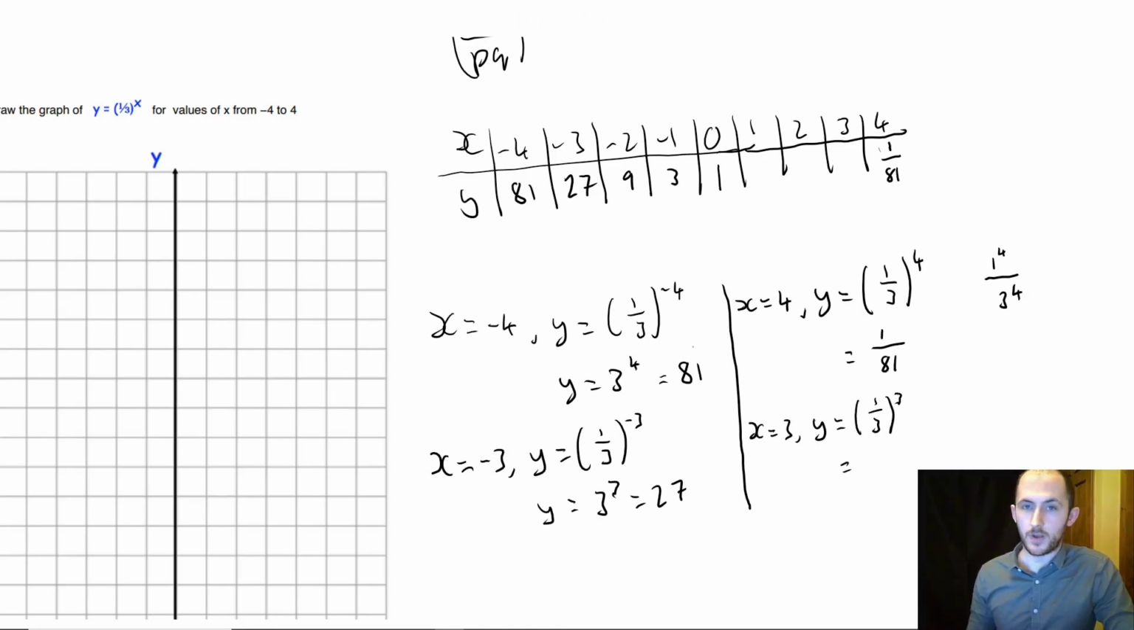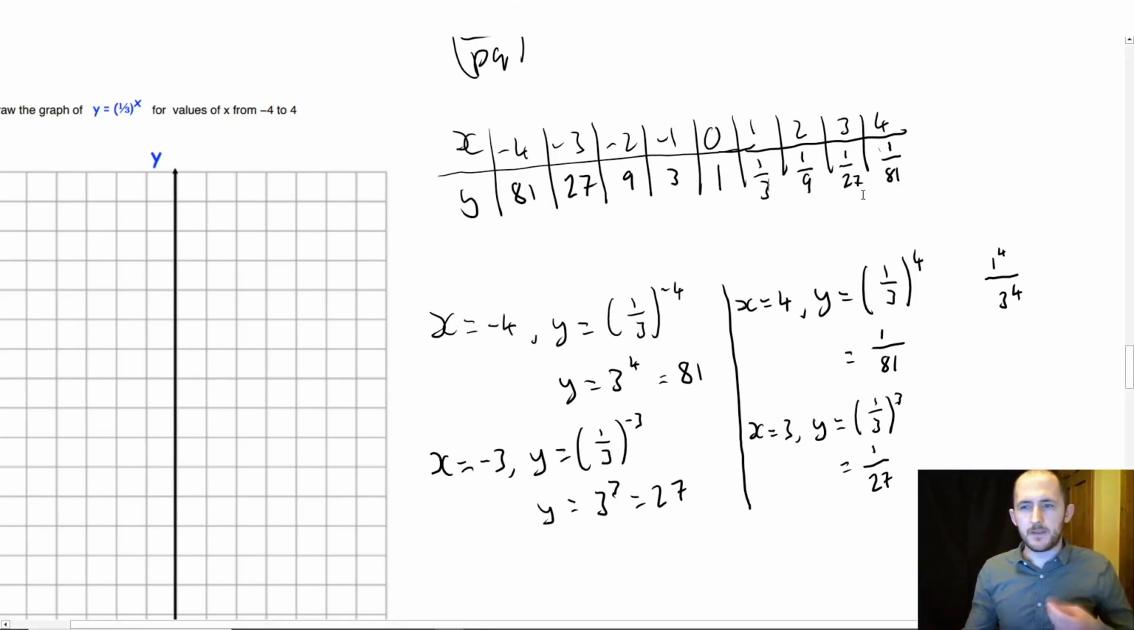Well, again, 1 cubed is also 1, because it's just 1 times 1 times 1. And that's over 27. Interesting. So all of them are 1 over their corresponding positive power. Minus 4 is 1 over 81. So you can now just fill it in as 1 over 9 and 1 over 3.